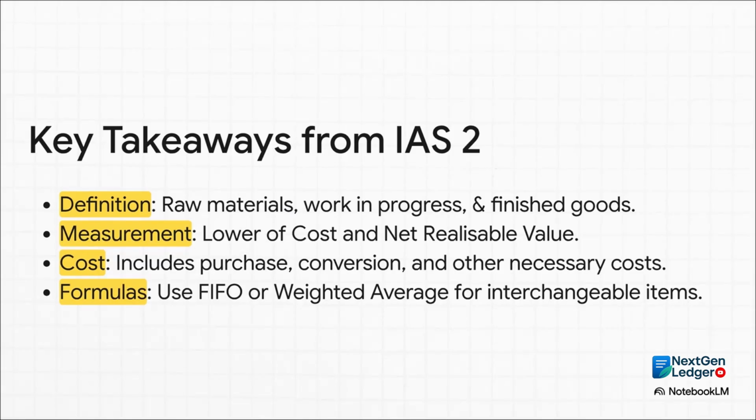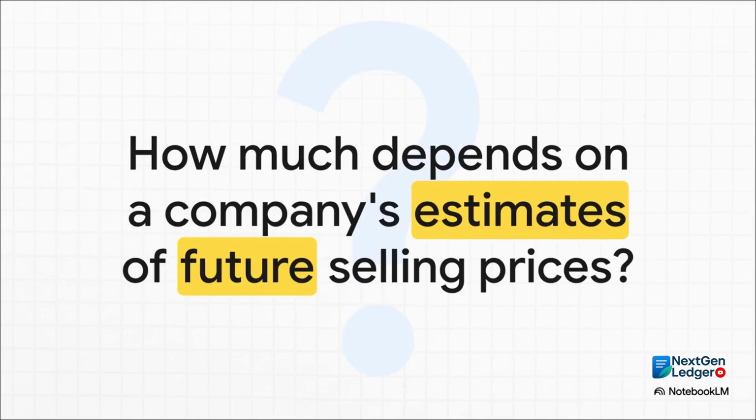So let's just quickly recap the absolute must-knows. First, the definition. Remember, inventory is more than just finished goods. It's also raw materials and work in progress. Second, measurement. This is the golden rule, always value it at the lower of cost and net realizable value. Third, that cost isn't just the purchase price, it includes all the necessary costs to get it ready for sale. And finally, the formulas. For identical items, a company has to pick either FIFO or weighted average and stick with it. And that brings us to one last thing to think about.